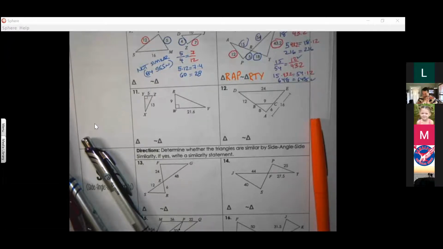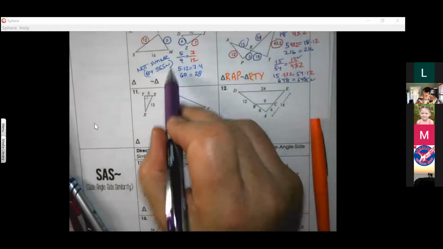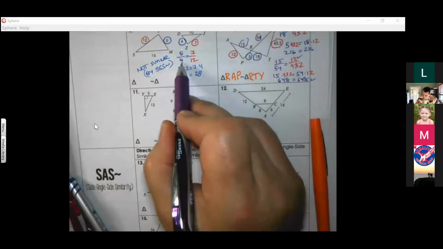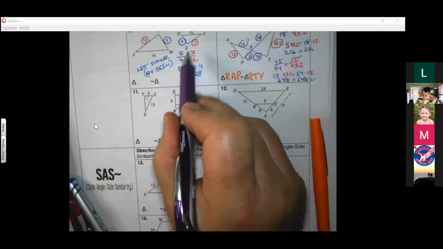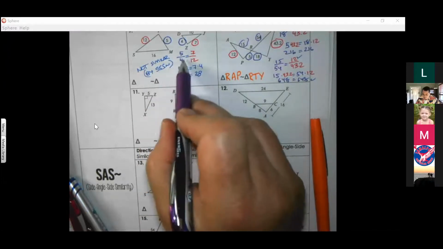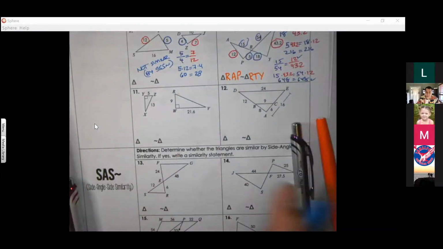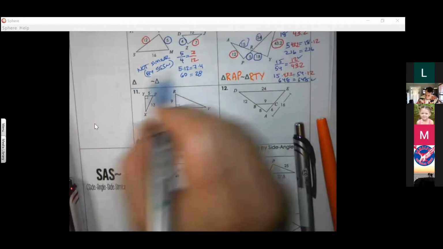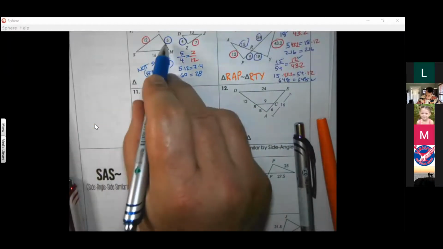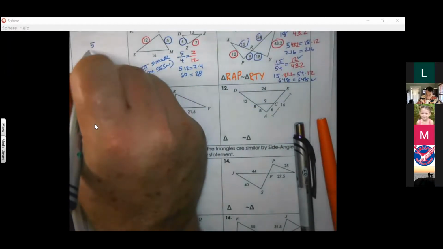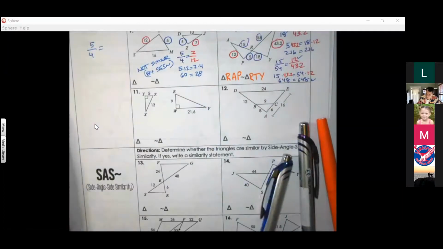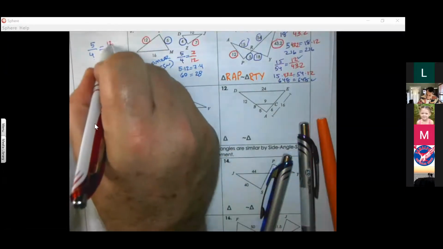Oh, wait a minute. I made a mistake. Somebody caught it. Here, I went left to right, 5 over 4, and then I went right to left. So this was a flawed way to set this one up, wasn't it? Thank you for catching that. Let me do that again. I'm not sure if it's going to work or not. So I'm going to go left to right. I'm going to go 5 over 4 equals, and left to right is 12 over 7.